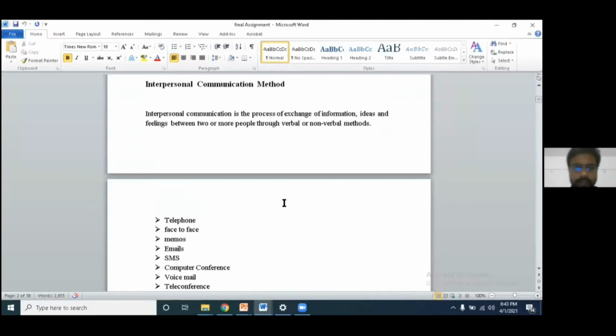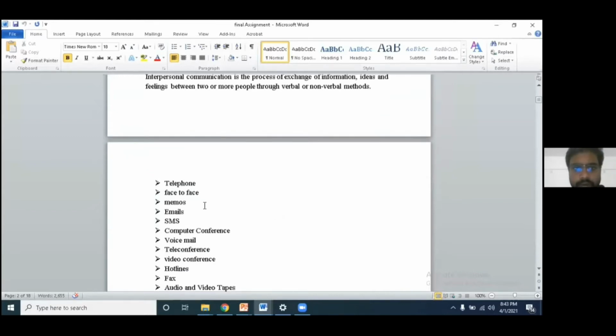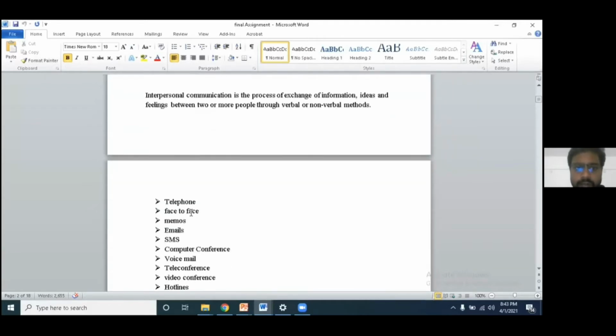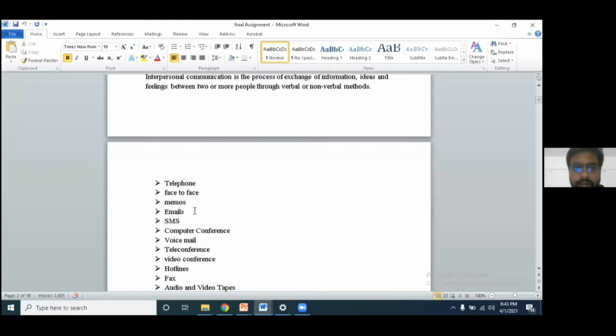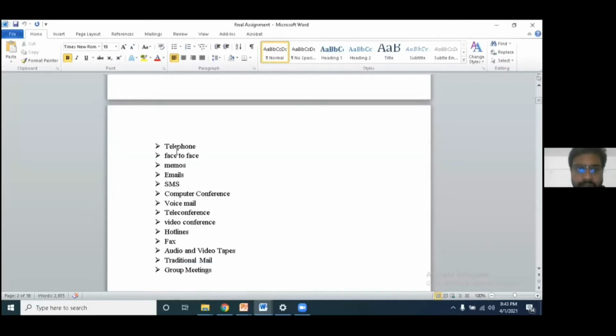So after that, we take some minutes to refresh ourselves. What was the topic before we finished? The topic was the interpersonal communication method. There we discussed some methods, how we actually do the communication, what the types are, and what the channels are through which we do the communications. Let's have a look.